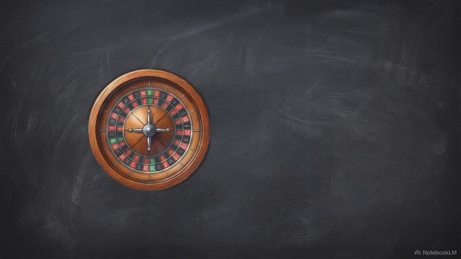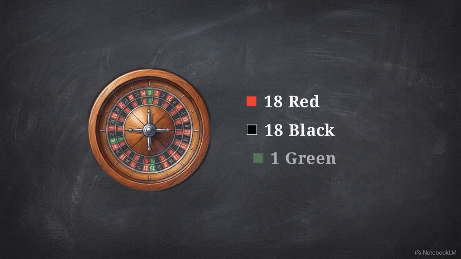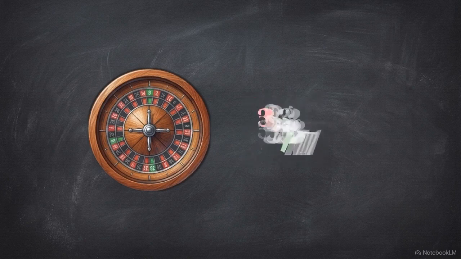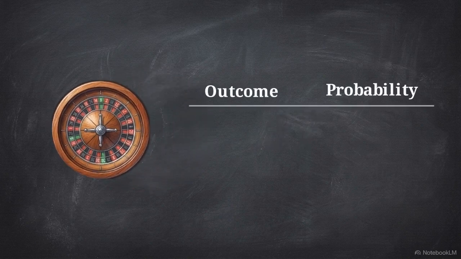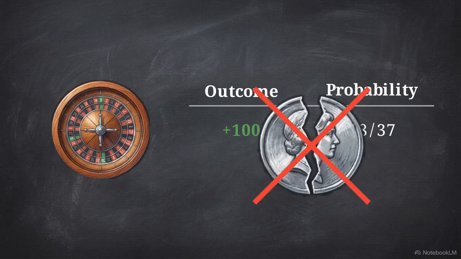This chart shows the layout of a classic European roulette wheel. There are 18 red pockets, 18 black pockets, and 1 green pocket. That gives us a total of 37 possible outcomes. We use those totals to build a probability distribution table, starting by mapping the winning scenario. The probability of an outcome of positive 100 is 18 out of 37.